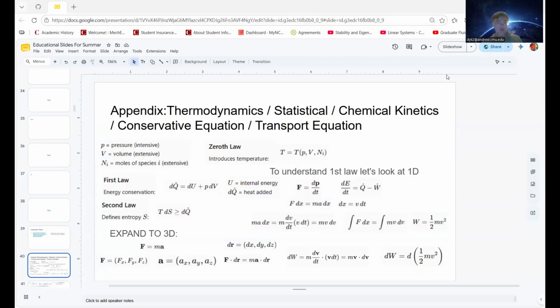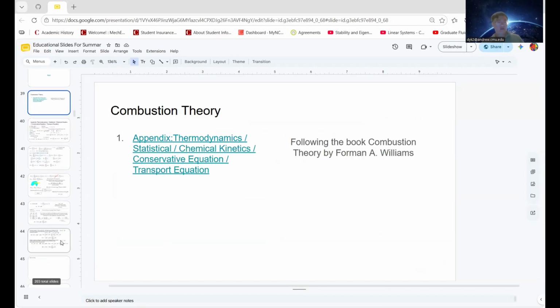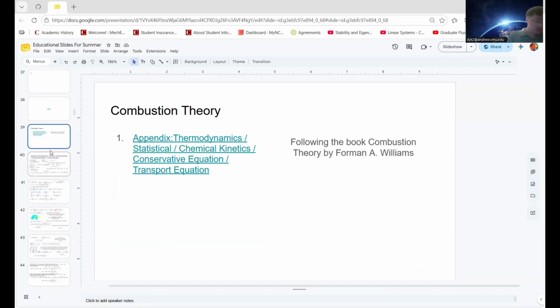Hello. We're about to do combustion theory, and we're going to follow a certain book, Forman A. Williams' book, Combustion Theory. We're only doing the appendix right now, three pages of it, and it's already very dense. So I need to look at other sources for the things that are very dense in here. I didn't understand why that happened, so I had to look at other sources.